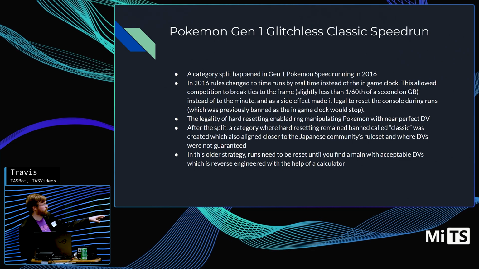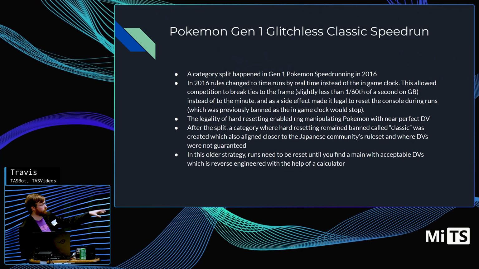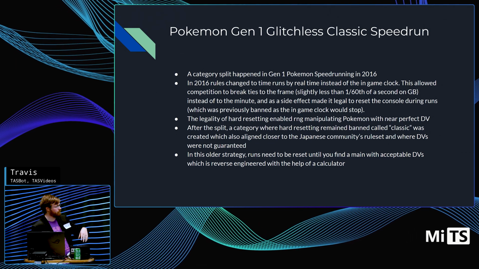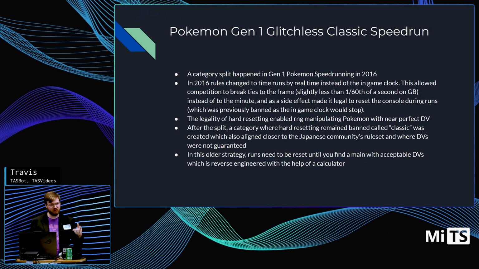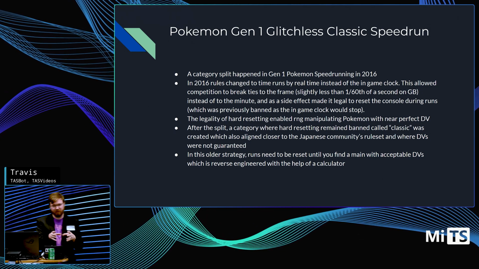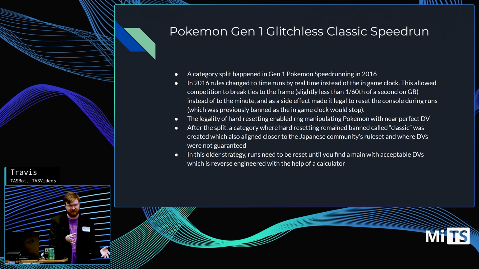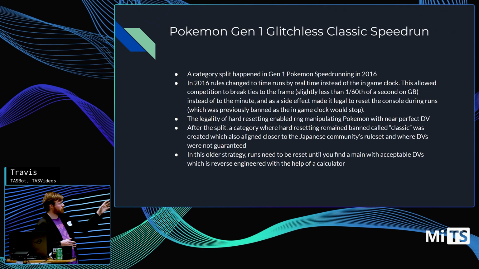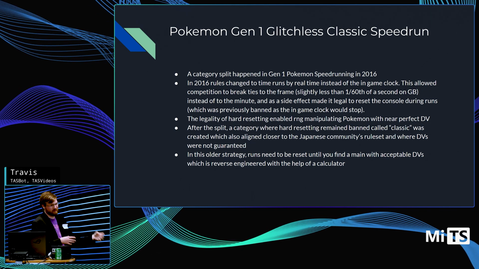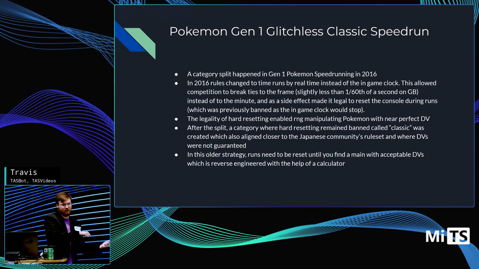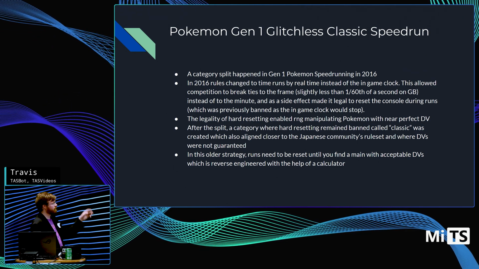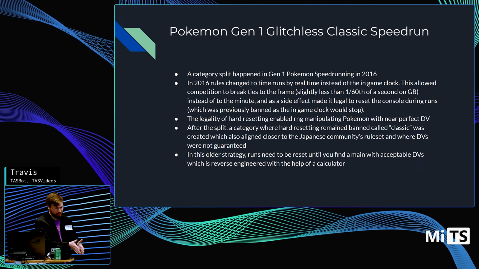We have to give some background here. This is necessary due to a category split in 2016. In 2016, we changed to time runs by real time, instead of the in-game clock. I mentioned earlier, we have ways of manipulating perfect Pokemon by playing for 5 to 10 seconds. In the post-2016 world where we time by real time, instead of the in-game clock, that's allowed. Before, because you were timing by the in-game clock, you weren't allowed to reset the console to take advantage of that. So only now do you have those same Pokemon every time.